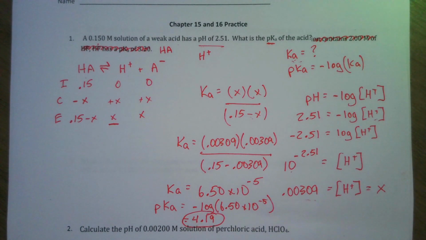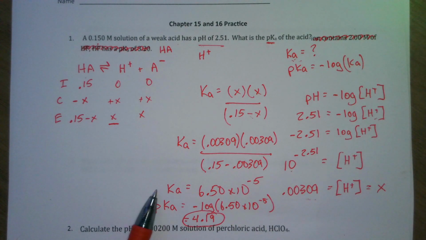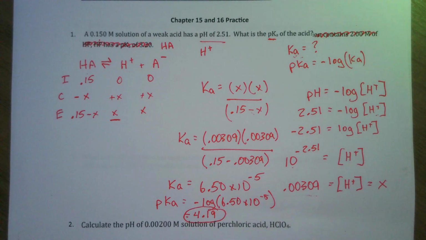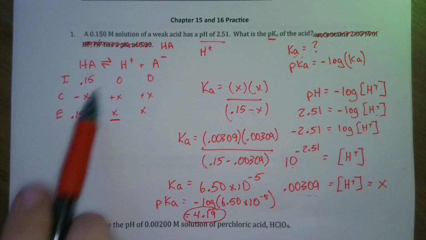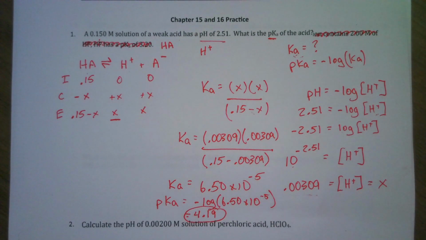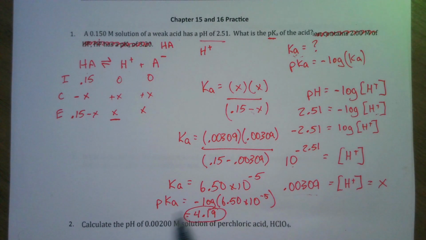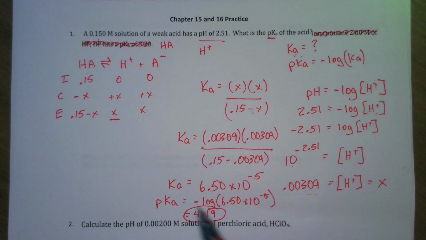pKa and Ka are just like H plus and pH. It's just a different way to look at a Ka. For an acid, the bigger this number is, its Ka, the stronger it is, because that means more of it turns into products. And the pKa is just like pH, where actually the lower the pKa is, the stronger the acid is. Because if it's a negative logarithm, it flips the scale upside down.